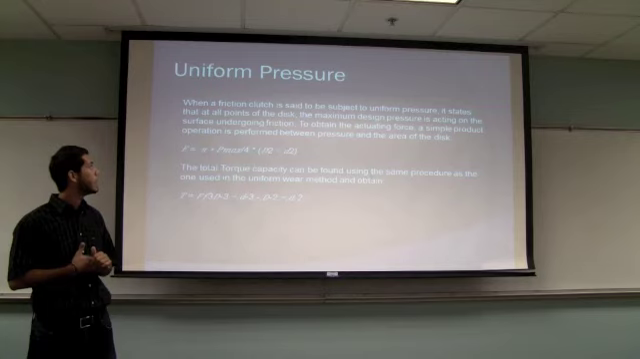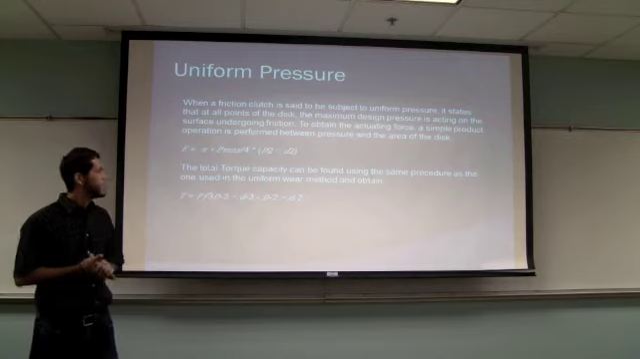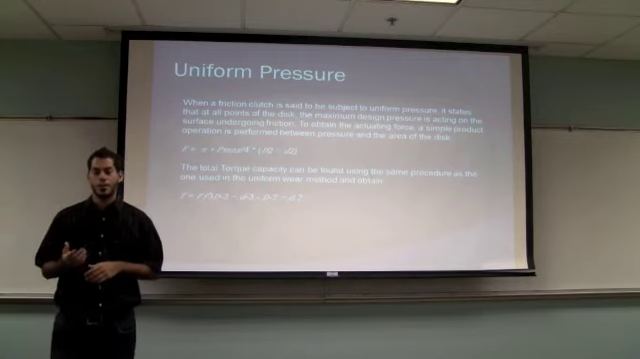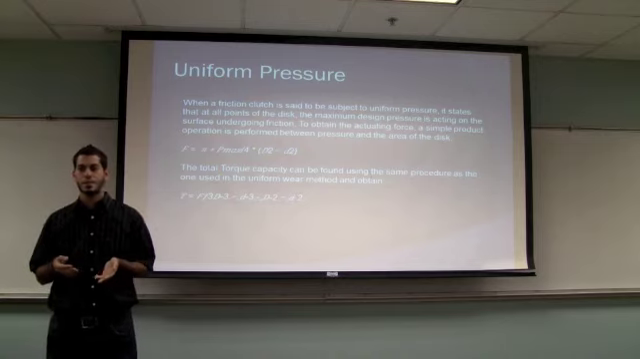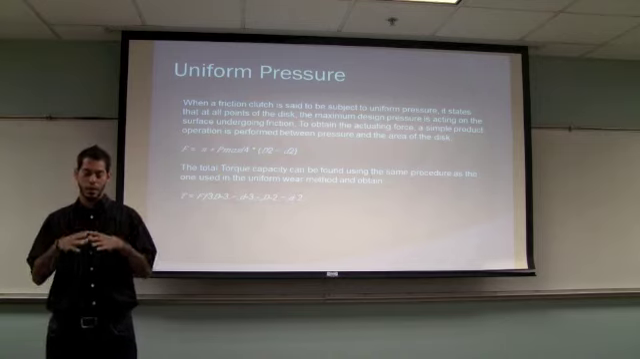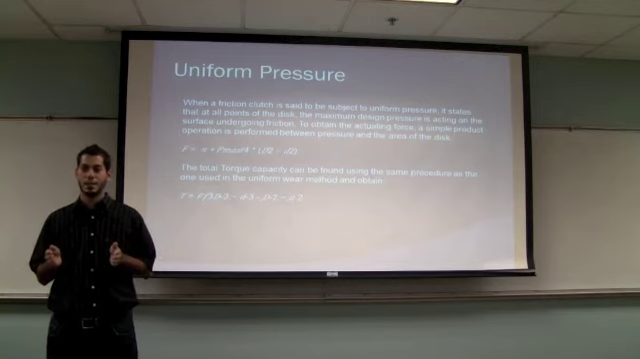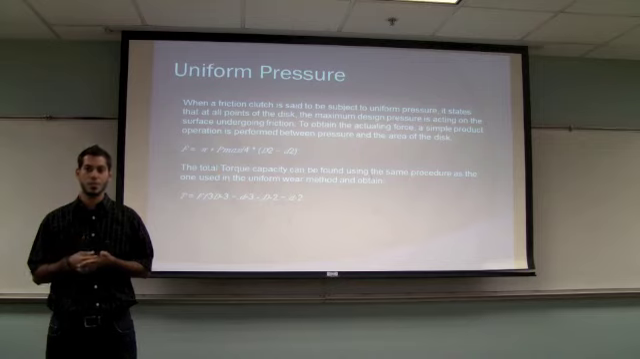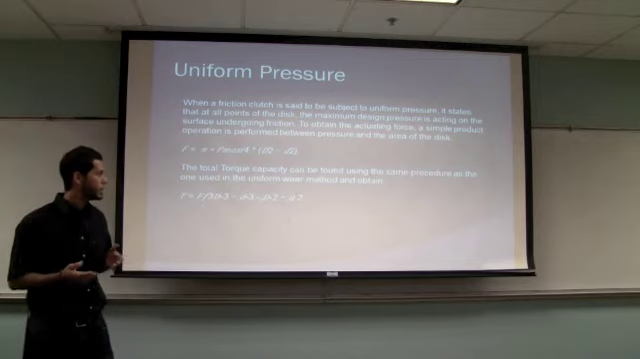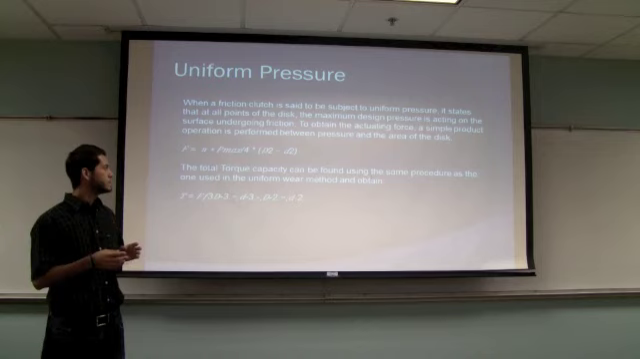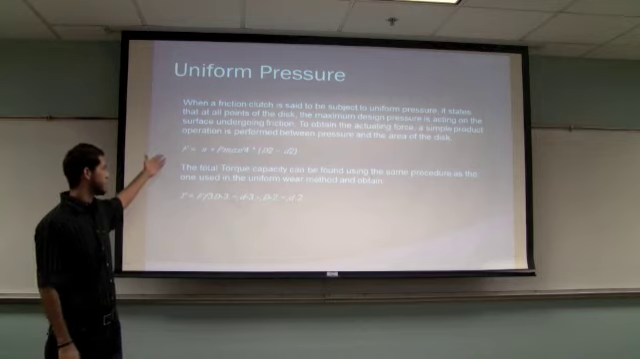Uniform pressure. When a friction clutch is said to be subject to uniform pressure, it means that at every single point of the disc, the maximum design pressure is acting on the surface that is undergoing friction. To obtain that actuating force, you simply take the product of the maximum pressure and the difference in diameters. So you use this formula.